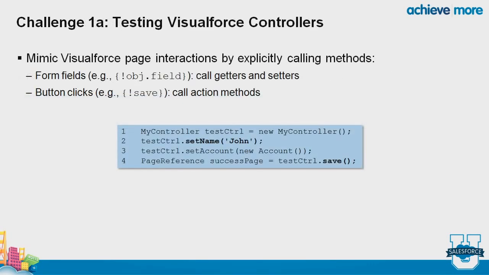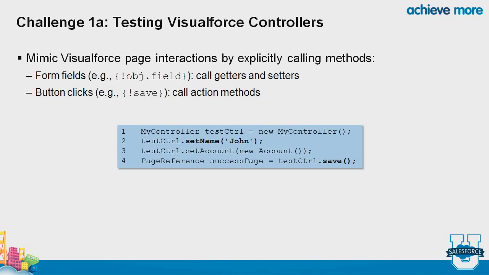Cool. So the first challenge is testing Visualforce controllers. As you know, one of the reasons you write Apex code is to be the controllers in the model view controller design pattern. And in the Visualforce page, you have curly brackets bang to call the getters and the setters and the action methods. So how do you call those methods? Or maybe those properties, depending on how you code your Apex code.